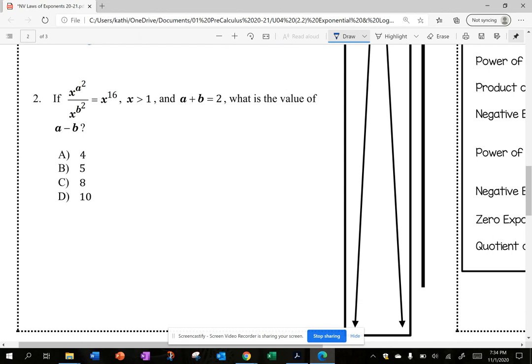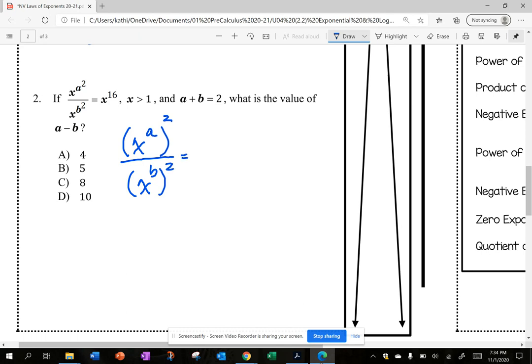a to the x squared divided by b raised to the power x raised to the power b squared equals x to the 16th. So again, I'm always trying to get the same kind of base. So I'm going to separate raising these powers to powers. I'm going to look at this as x to the a squared divided by x to the power b squared.